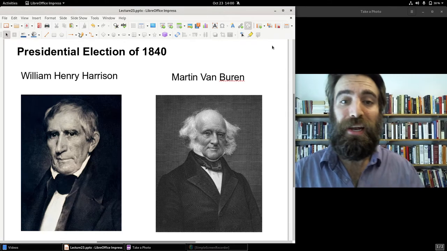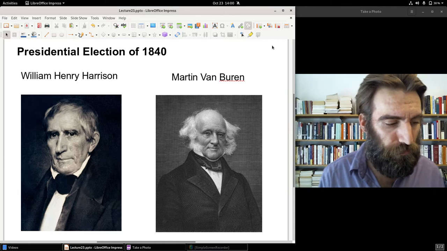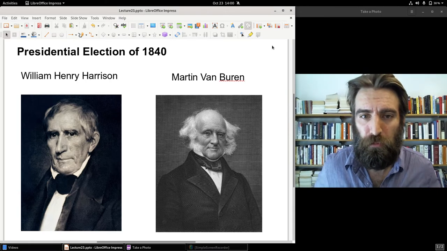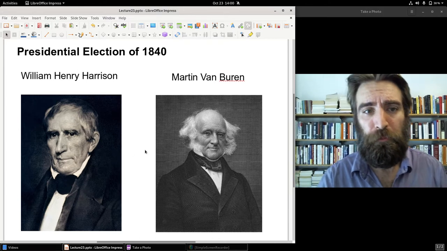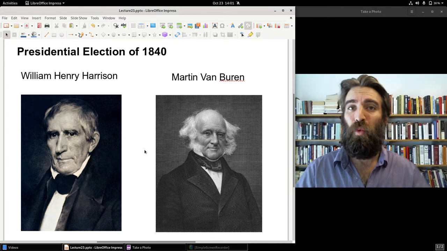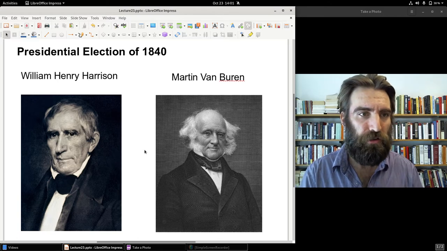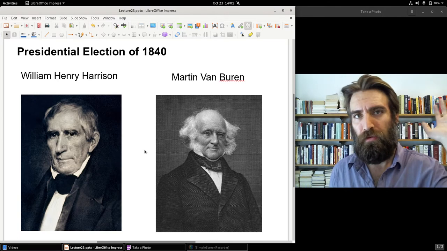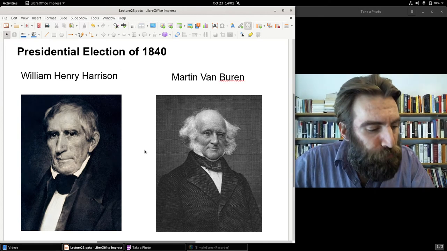Well, nevertheless, this puts the Democrats in a bad situation, and the Whigs seem poised to take back the White House. Martin Van Buren is going to run for re-election. The Whigs decide to play it safe and run a war hero candidate. He was an elderly man by this point, 68 years old, William Henry Harrison, but he was a war hero from some of the Indian Wars in the early 19th century.